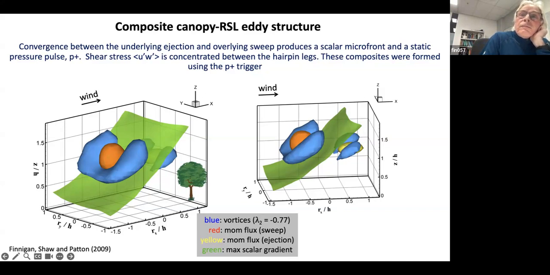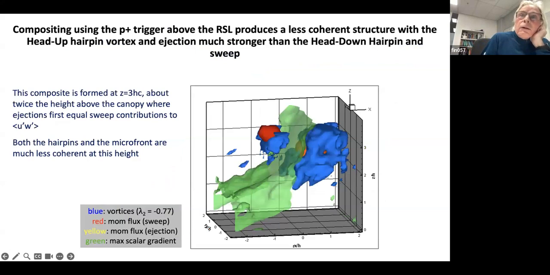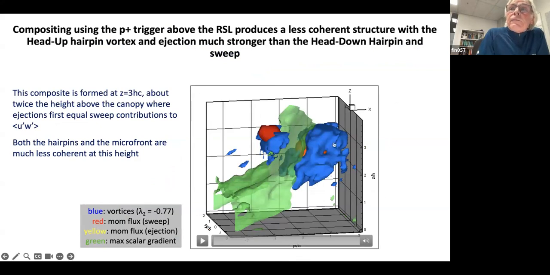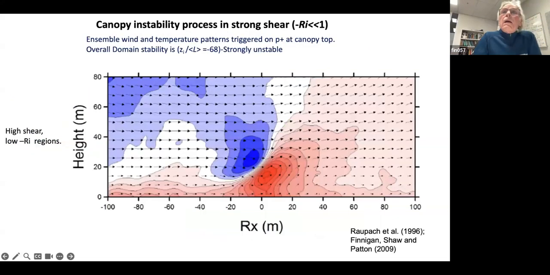So that seemed like we were onto something, particularly as you move farther up above the canopy into the bottom of the inertial sublayer, the log layer, and you find that nice coherent picture disappears. And we get mainly head up, or ejections, and hardly any or much weaker sweeps. And this whole clear picture has become very ragged. If we take a slice through that, we can see this characteristic pattern.